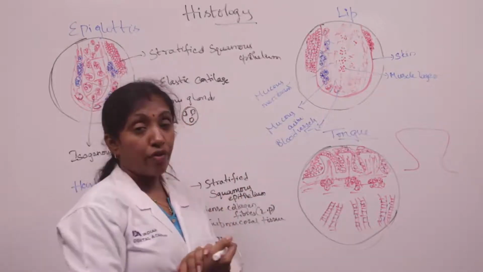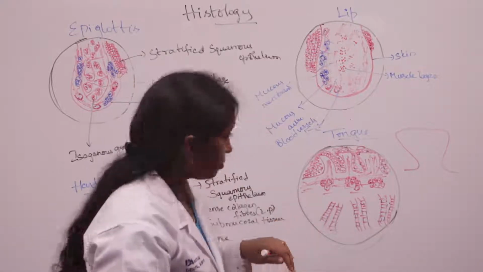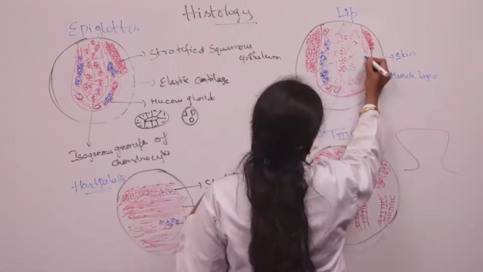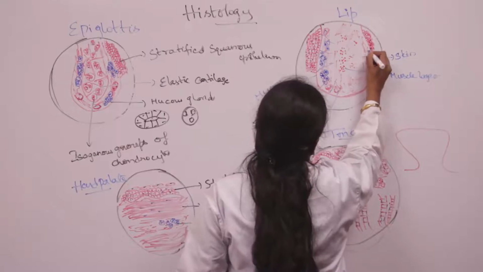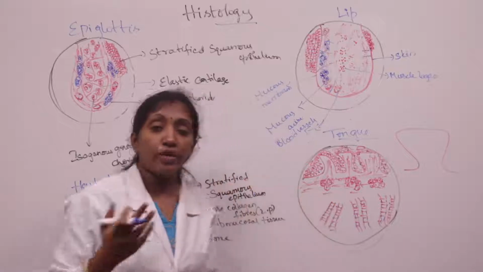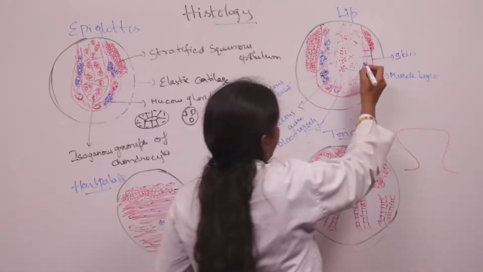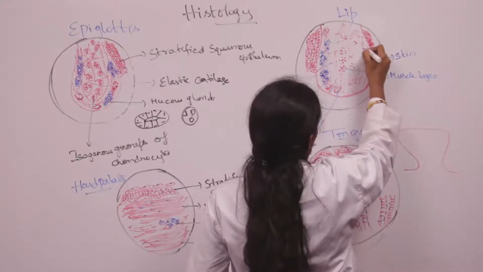So the lip consists of an external surface and an internal surface. Deep to the skin we can see the hair follicles here, because this is the external surface which is covered by skin. That part of the lip consists of sweat glands, sebaceous glands and hair follicles. So we can see the hair follicles deep to the skin.